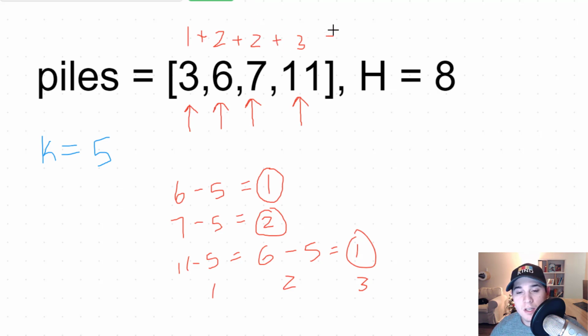5 plus 3 equals 8, and so what that means is we found a k number where Koko can finish all of the piles in a time that is less than or equal to h, which is the time when the guards will come back, right? So 5 is our answer so far, but we want to optimize this. We don't know if this is the best answer.